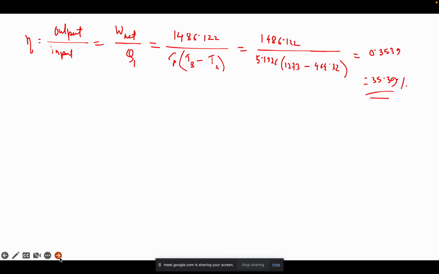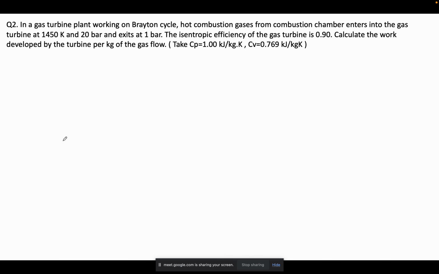Okay, so this was a very simple question. Now this was an ideal Brayton cycle. Now we will do a question which is a non-ideal Brayton cycle. In a gas turbine working on Brayton cycle, hot combustion gases from the combustion chamber enter the gas turbine at 1450 Kelvin and 20 bar, and exit at 1 bar. The isentropic efficiency of the gas turbine is 0.90. Calculate the work developed by the turbine per kg flow of the gas. Cp value and Cv value are given.